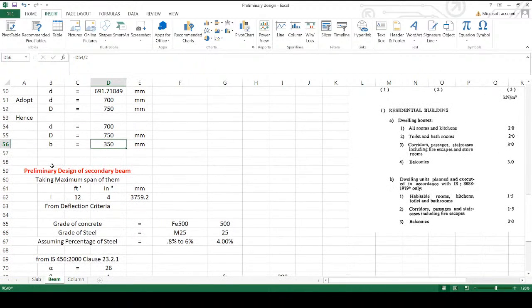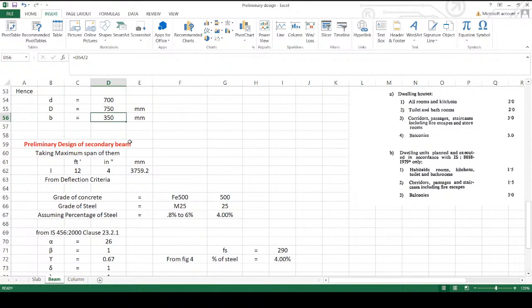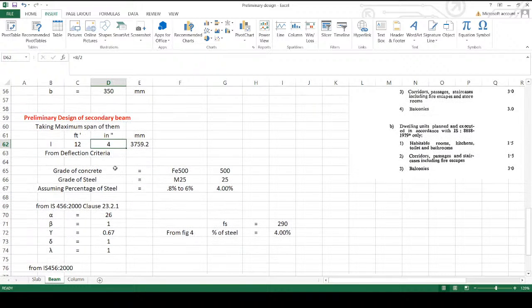Okay, and the preliminary design of the secondary beam. If you are designing the slab or the secondary beam, if your slab depth is greater than 150 mm, then you have to design a secondary beam, that is, split the slab. So you have to design the secondary beam. And the maximum span of them is 12 feet 4 inch, and for the deflection criteria you have to take 500.